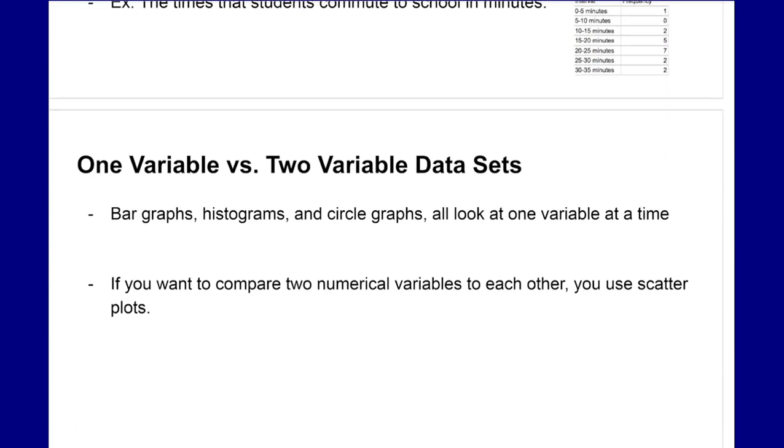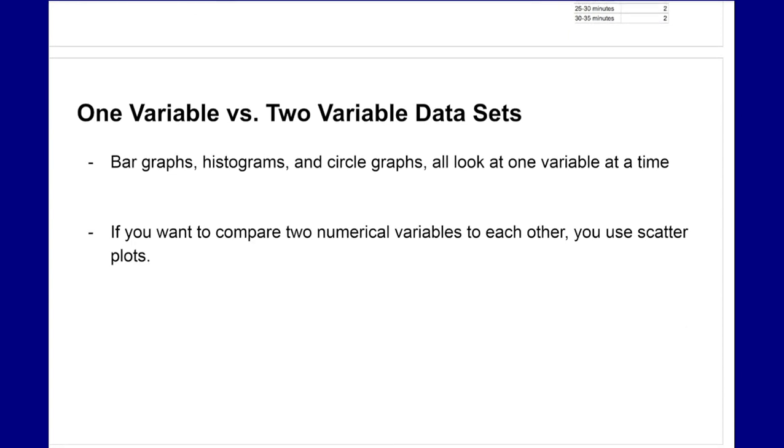And lastly, one variable versus two variable data sets. Bar graphs, histograms, and circle graphs or pie charts all look at one variable at a time. Going back to our examples, whether it's the percentage of money spent, the price of eggs, or the ages of first-time mothers, we're only looking at one variable. How we record that might be different, might be percentage, might be frequency, but we're only looking at one variable at a time.